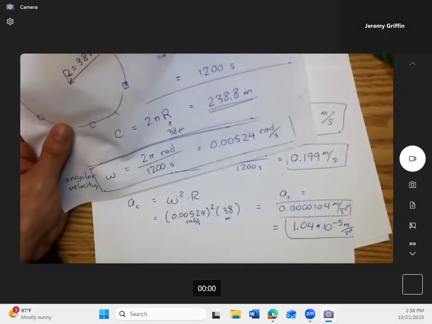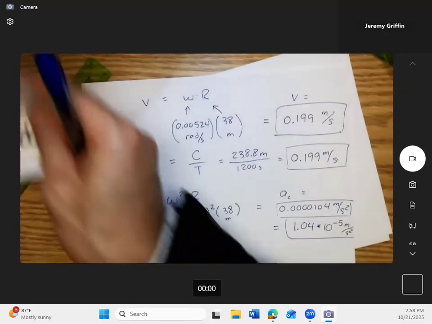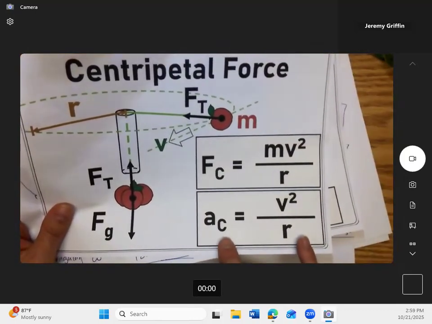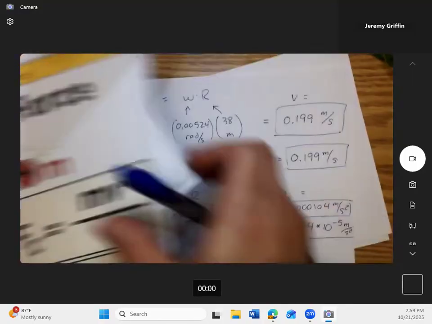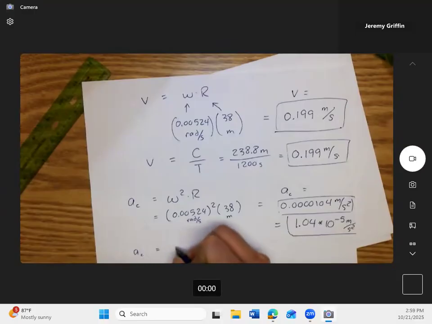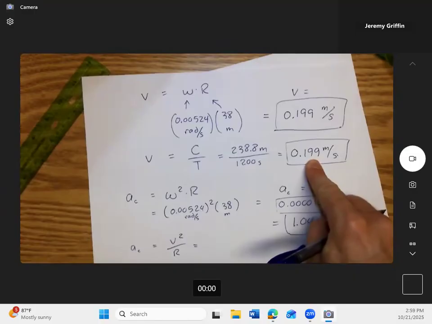Okay, and finally, let's tackle this from a linear speed point of view, which is this one right here. We're still getting centripetal acceleration. We already know the answer, I'm just showing you guys this is going to work. Centripetal acceleration could also be v squared divided by r, so here's my v.